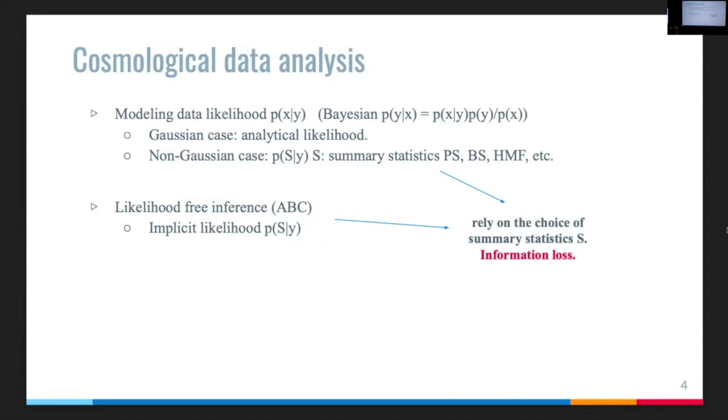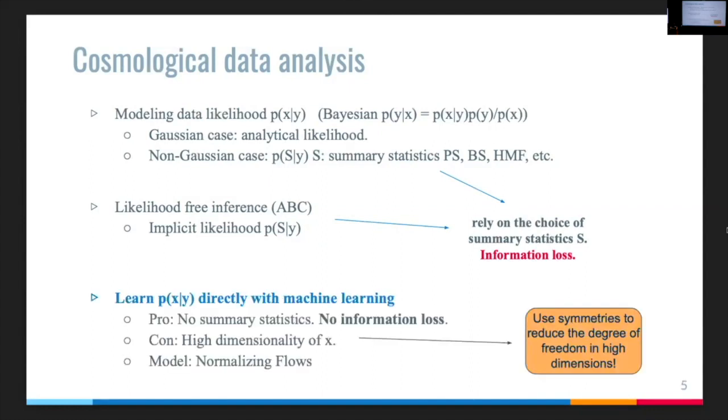And that means you need to compress your data into some low dimensional vector, and that usually means information loss. So in this work, we propose to directly learn the high dimensional likelihood function P of x given y with a machine learning approach. So here we will not use any summary statistics. We will not do any data compression. So in this process, there is no information loss.